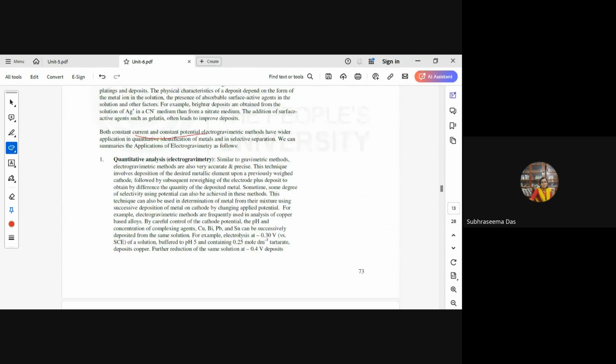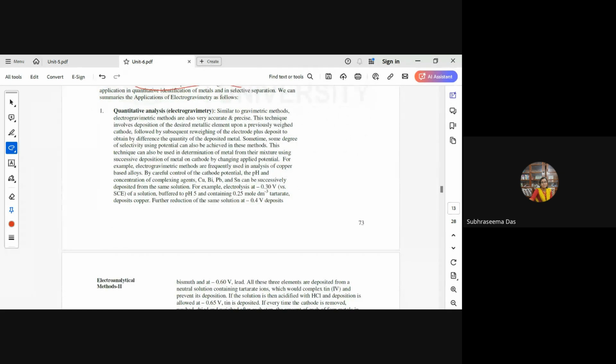Both constant current and constant potential gravimetrics have wider application in quantitative identification. So a summary has been provided here. It is used in quantitative analysis. This technique involves the deposition of the metallic element upon a cathode. After the electrodeposition, the cathode is again weighed.